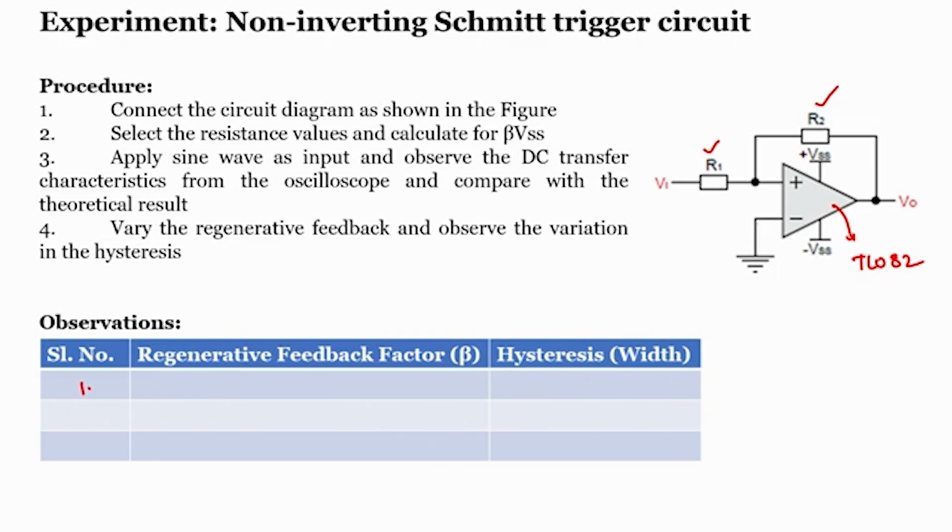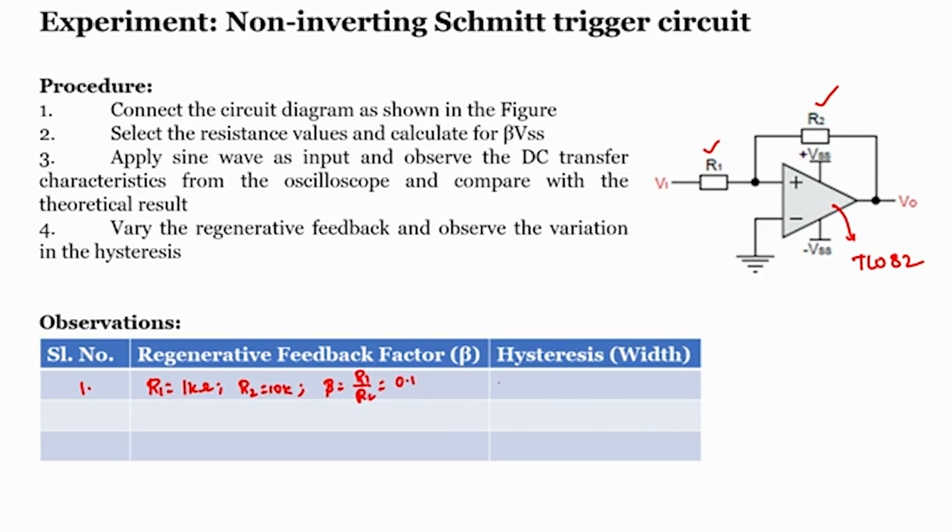For that, initially we will choose resistances of 1K and 10K. So, I will say R1 is equal to 1 kilo ohm, R2 is equal to 10 kilo ohm. In this case, what is the beta value? As we know, beta is nothing but R1 by R2. So, the beta value is 1 by 10, which is 0.1, right.